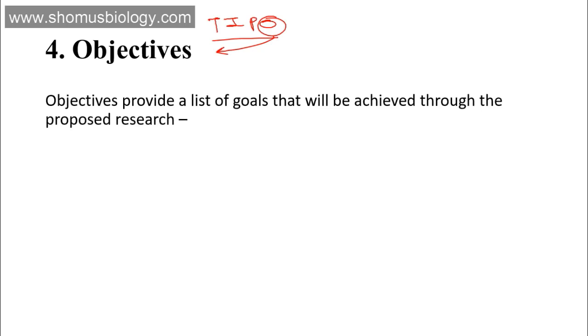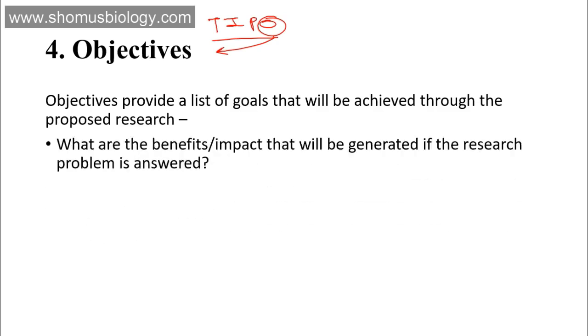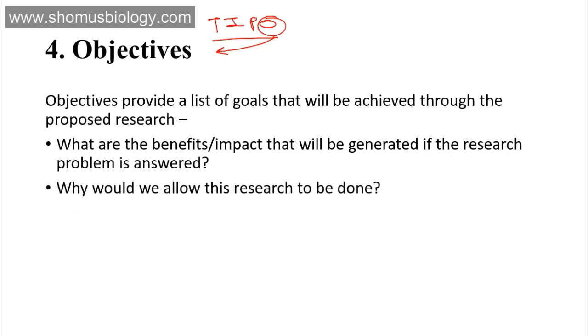Now it comes to the fourth step, which is TIPO. So now here O stands for objectives. So what will be your objective? Objectives are a list of goals that will be achieved through your proposed research. It should state what benefits or impact will be generated if the research problem is answered. Second, why should we allow the research to be done? These are the two important things.